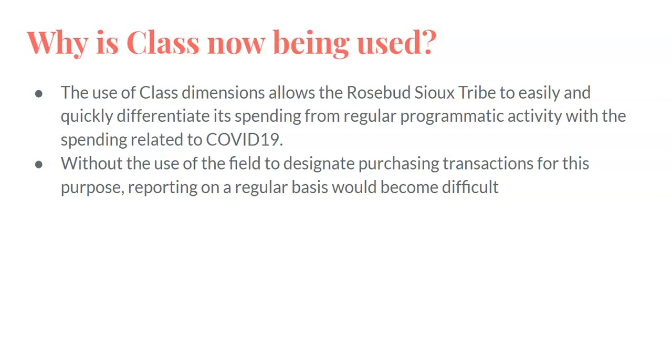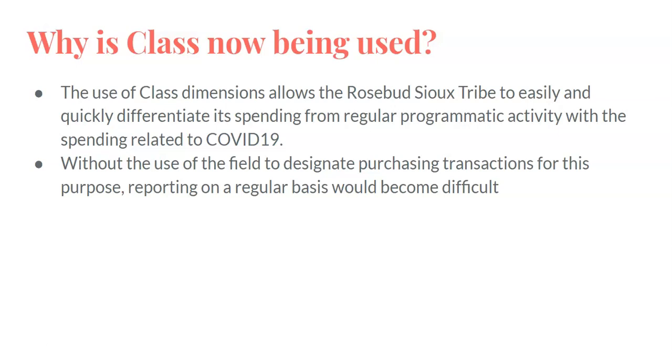And if we don't flag it in any capacity, and we're out there buying stuff related to COVID-19, cleaning supplies, tests, special uniforms for employees, that type of stuff, and we want to report on this either on a regular basis to tribal council or to the COVID task force or to anyone else, we're not going to be able to differentiate it from our normal spending. And so now we have to use a special field, and the class field is what's being used.